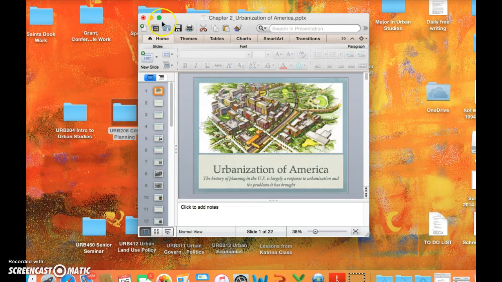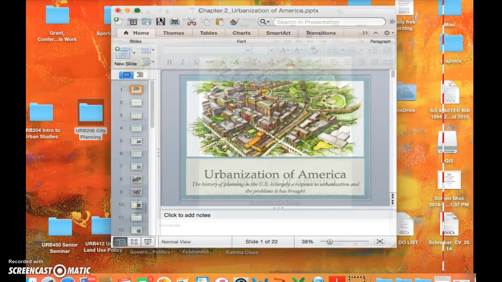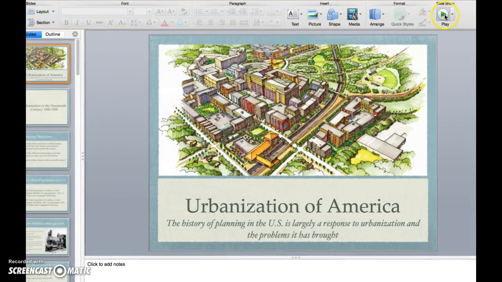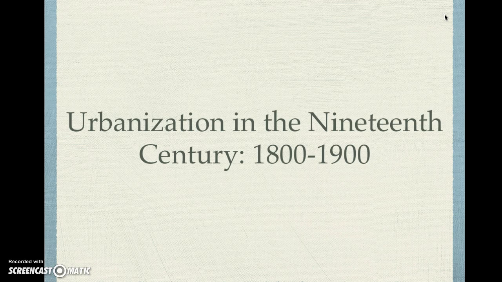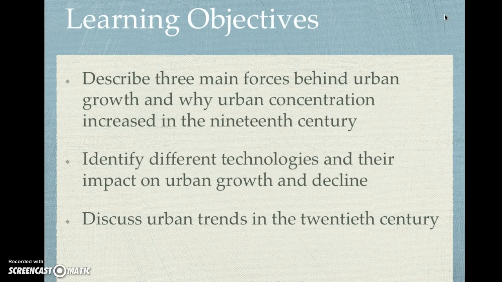All right, welcome to the next section of our city and metro planning class lessons. This section is going to focus on the urbanization of America, and we're going to do a whole section on urbanization because really planning, the history of urban planning, it's about a response to urbanization and the problems that we see from an urbanizing population. So this first section will look at the 19th century, which is roughly the 100 years between 1800 and 1900.